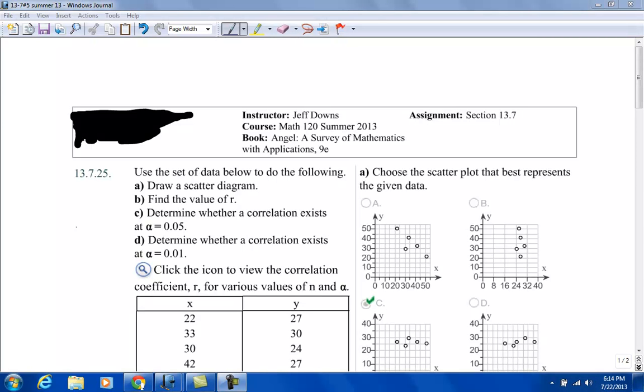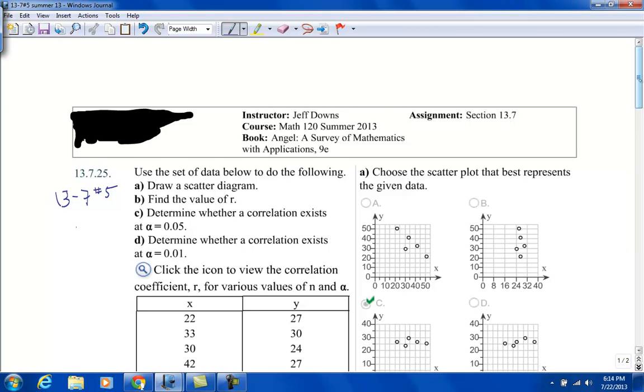So I was asked to do a problem here. This is 13-5, no, dash 7. Number 5. Use the set of data below to do the following: draw a scatter diagram, find the value of r, determine whether a correlation exists at alpha being 0.05, and determine whether a correlation exists at alpha being 0.01.